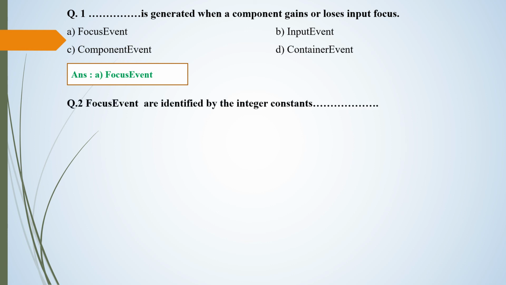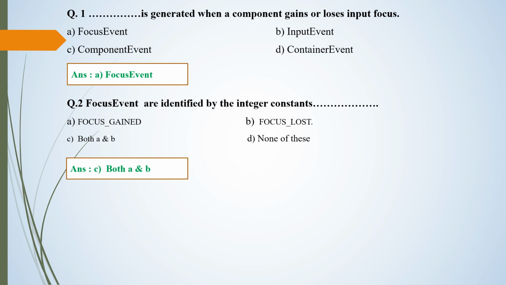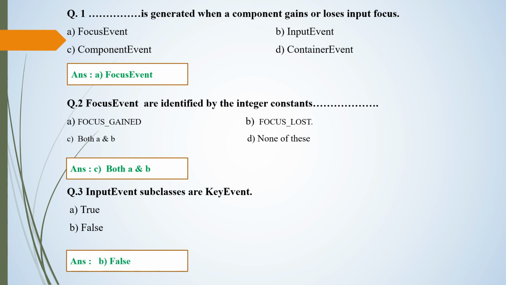Second question, focus events are identified by the integer constants. First option is FOCUS_GAINED, second option is FOCUS_LOST, third option both A and B, last option none of these. The answer to this question is both A and B. The first two are used to identify the integer constants. Third one, input event subclasses are key event. Options are true and false. So this statement is false, so the answer to this question is false.